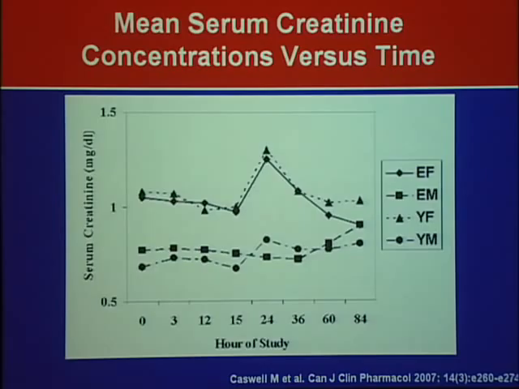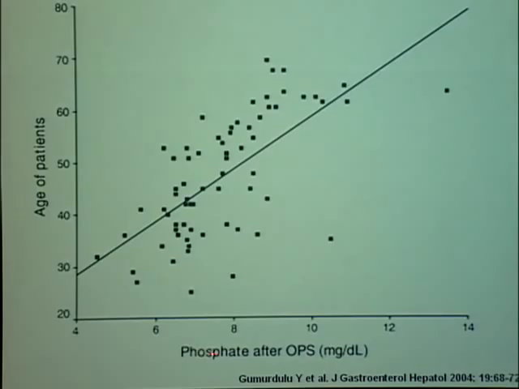And then this would be what I would call a dehydration effect because it is an osmotic diuretic, osmotic cathartic, rather. So these people blip their creatinine and come right back down. So this is probably a volume issue from the bowel prep.